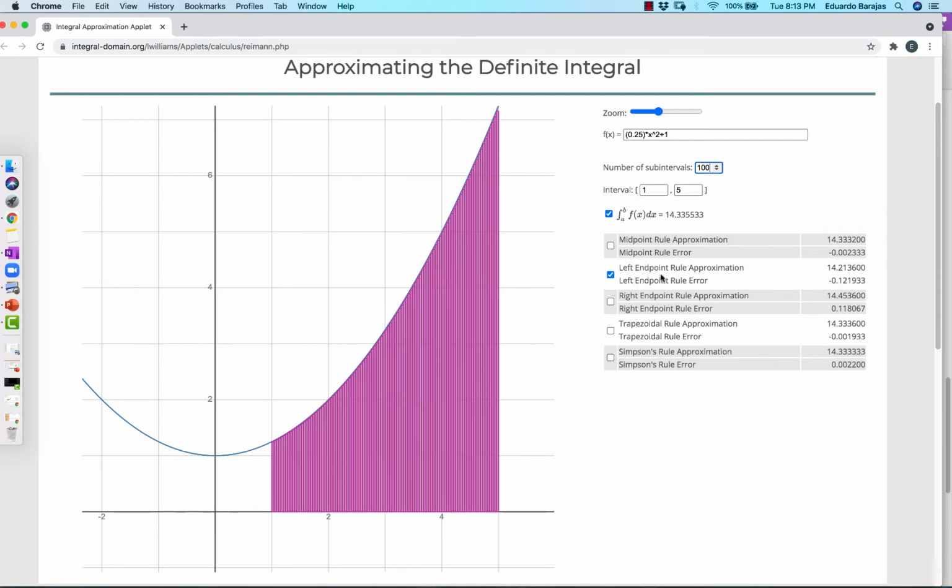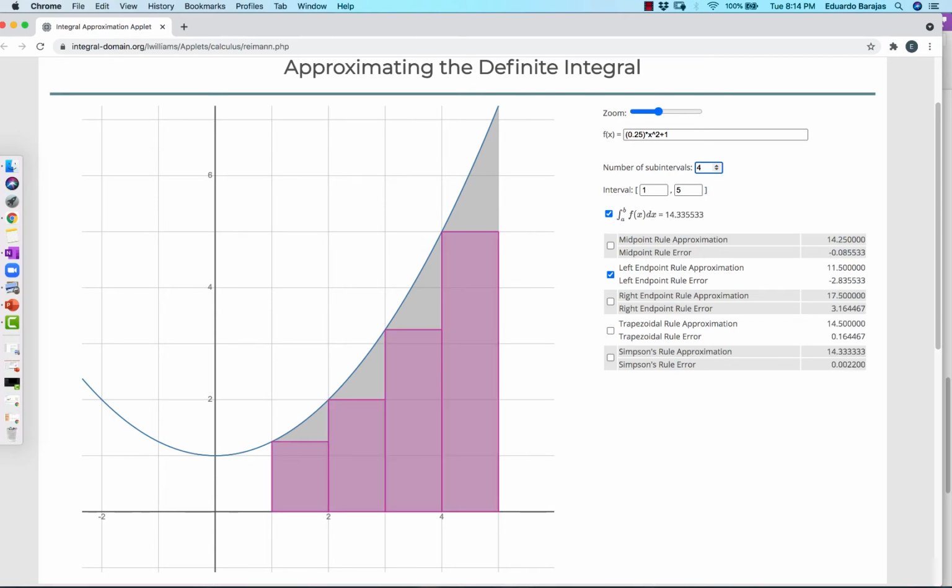The computer again calculates the sum of 100 rectangles to be 14.2136, and that's really, really close to the real answer of 14.3355. Note that in every single case, the sum of the rectangles, no matter how many rectangles, was always a little lower than the real answer. So we've been creeping up to it from below, getting closer and closer, but always below it. That's because we're using the left-hand rule and because the function is increasing. Okay, now let's go back to the other direction.